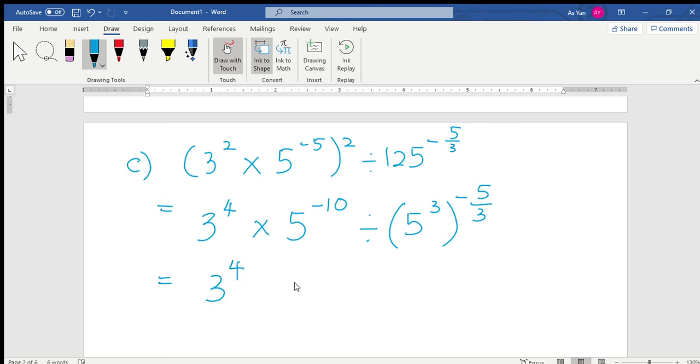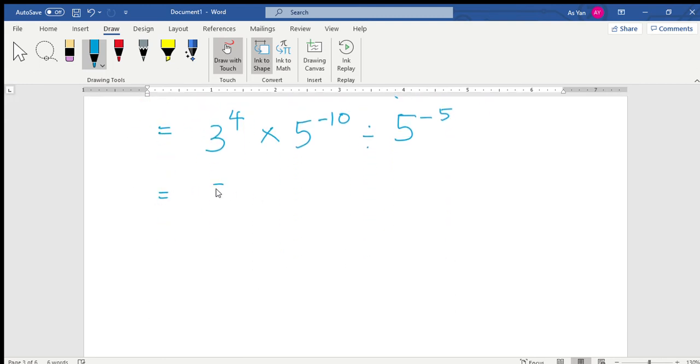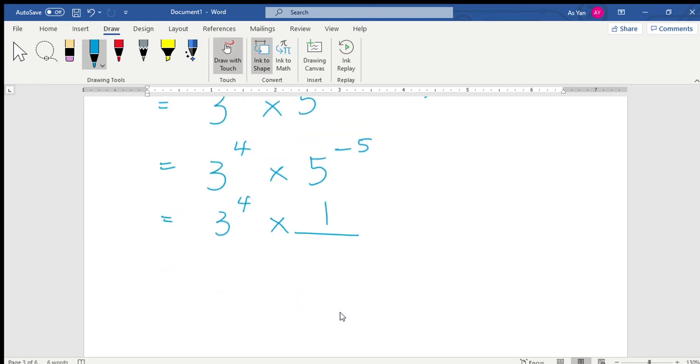So 3 to the power of 4 multiply with 5 to the power of negative 10, divide, so we can simplify, so 5 to the power of negative 5. Okay, so 3 to the power of 4 multiply with 5 to the power of negative 10, divide means minus, so minus negative 5. So 3 to the power of 4 multiply with 5, negative 10, negative becomes plus, so negative 10 plus 5 is negative 5. So 3 to the power of 4 multiply with 1 over 5 to the power of 5.